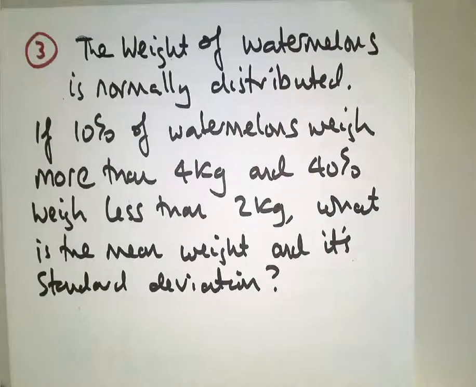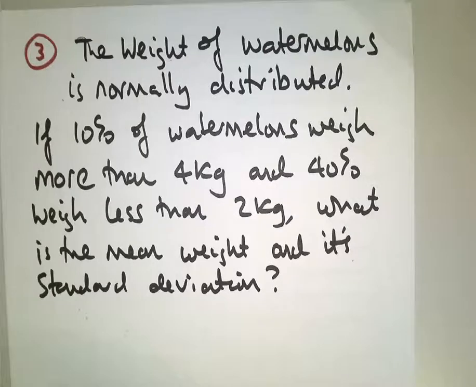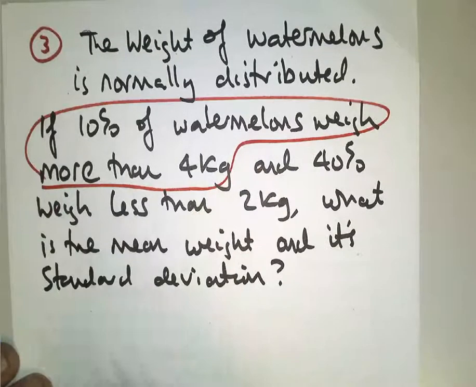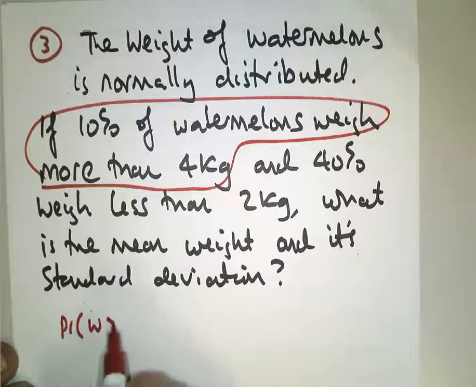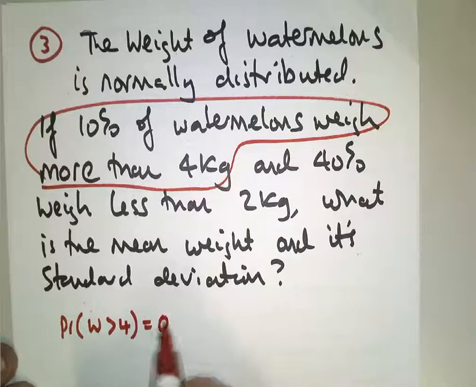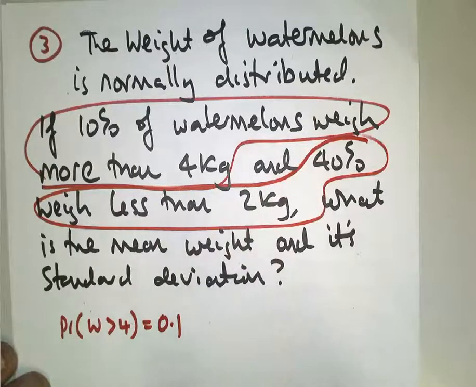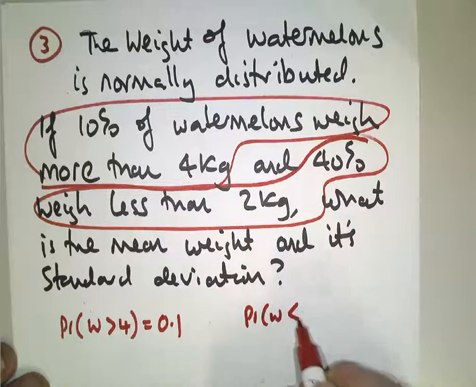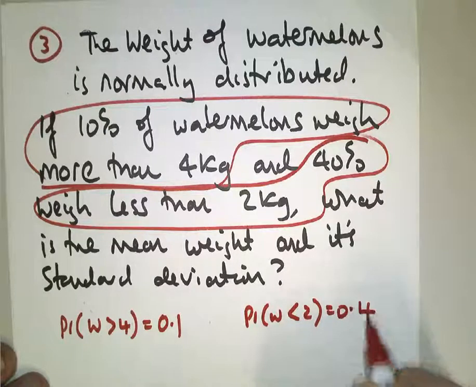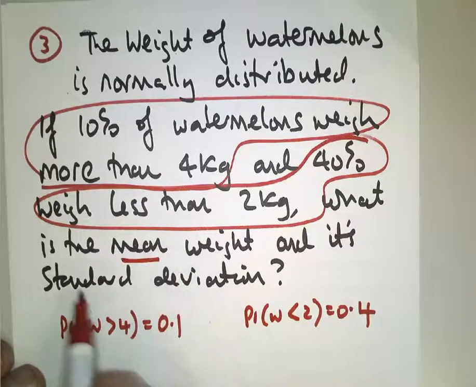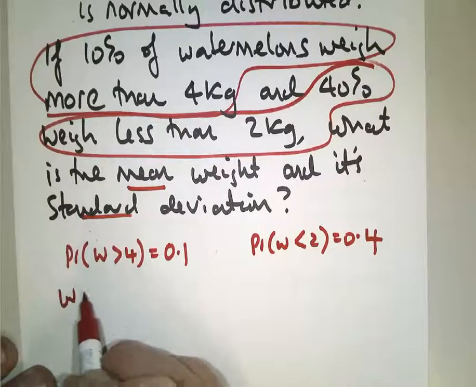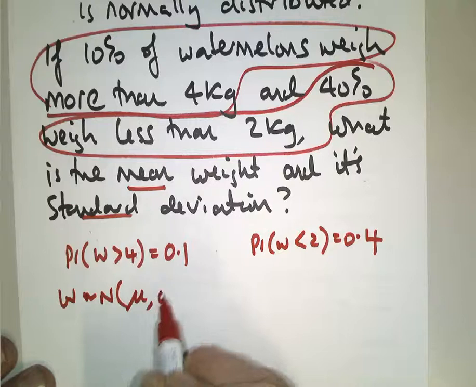And the last example covered in class to do with Z: the weight of watermelons is normally distributed. If 10% of the watermelons weigh more than 4 kilograms, therefore the probability that W is greater than 4 equals 0.1, and 40% weigh less than 2 kilograms, the probability that W is less than 2 is equal to 0.4, find the mean weight and its standard deviation. So I know that W is normally distributed, but I don't know the mean or the standard deviation.